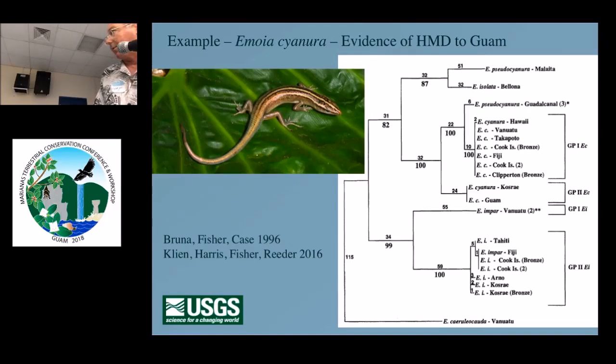And a lot of Hawaii and other areas are identical to each other. And for Moya cyanura, we have good evidence from genetics that there's been human-mediated dispersal across the Pacific, including to Guam. And even though it's a really rare species in the Marianas, it's probably not important for conservation.